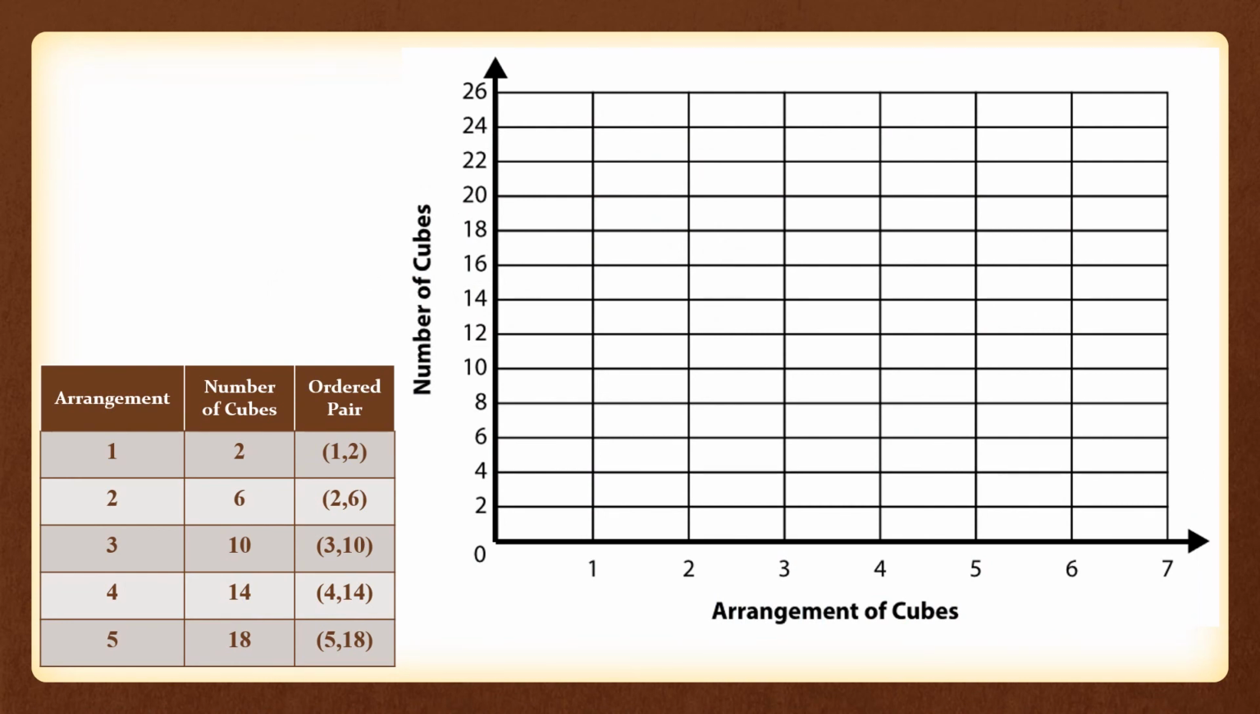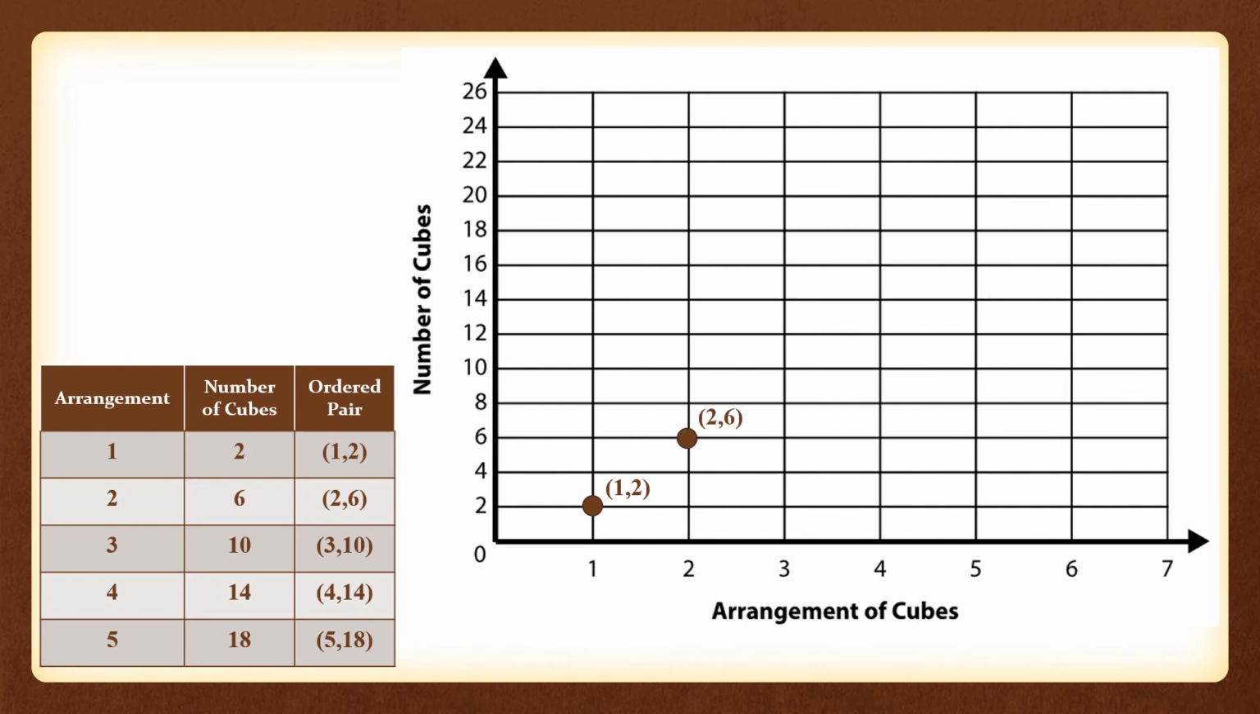Now we're going to use our knowledge from lesson 1 to help us plot the points of these ordered pairs. Remember, when you're plotting points, you go to the right on the x-axis first, then up on the y-axis, since we're working in the first quadrant, quadrant 1. Okay, so the first ordered pair is 1, 2. And the second ordered pair is 2, 6.